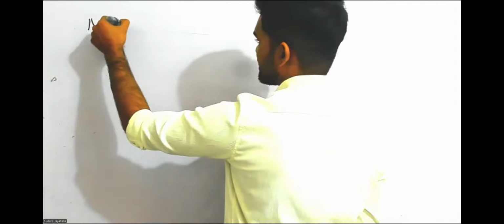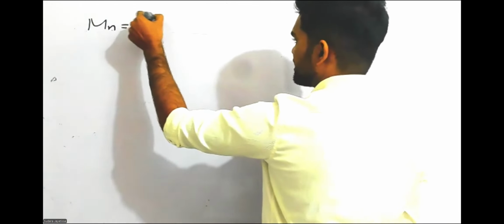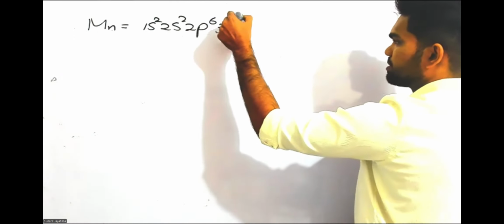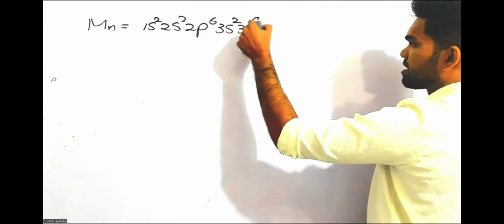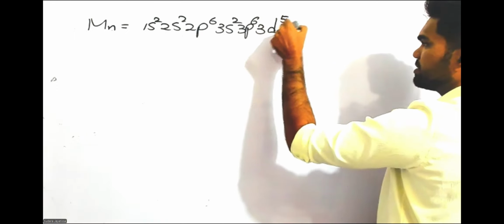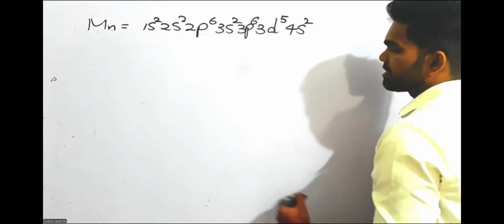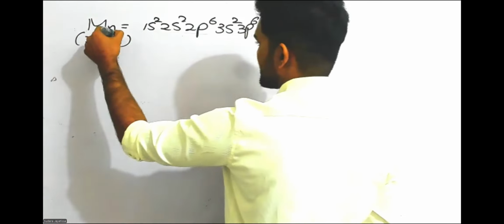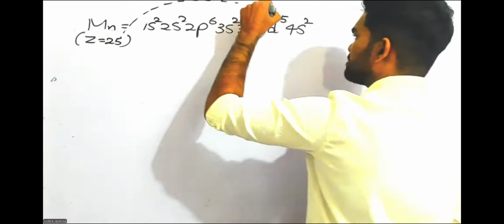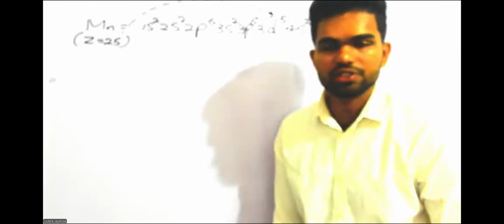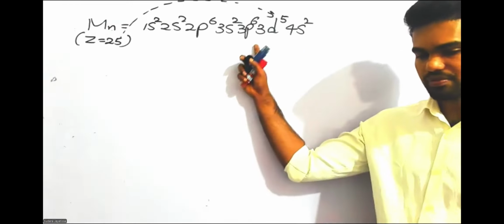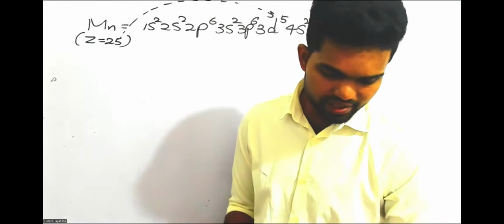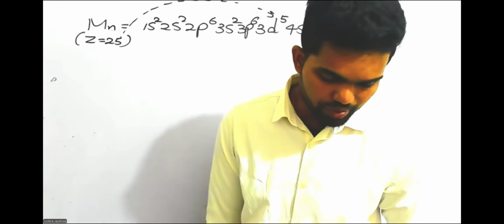So the manganese electronic configuration will be 1s2, 2s2, 2p6, 3s2, 3p6, 3d5, 4s2. This is the electronic configuration of manganese. The manganese atomic number is 25, so that 5 comes here. That's how I taught you. So this is your electronic configuration of manganese. Now let's see the statements. I hope you have the paper with you.